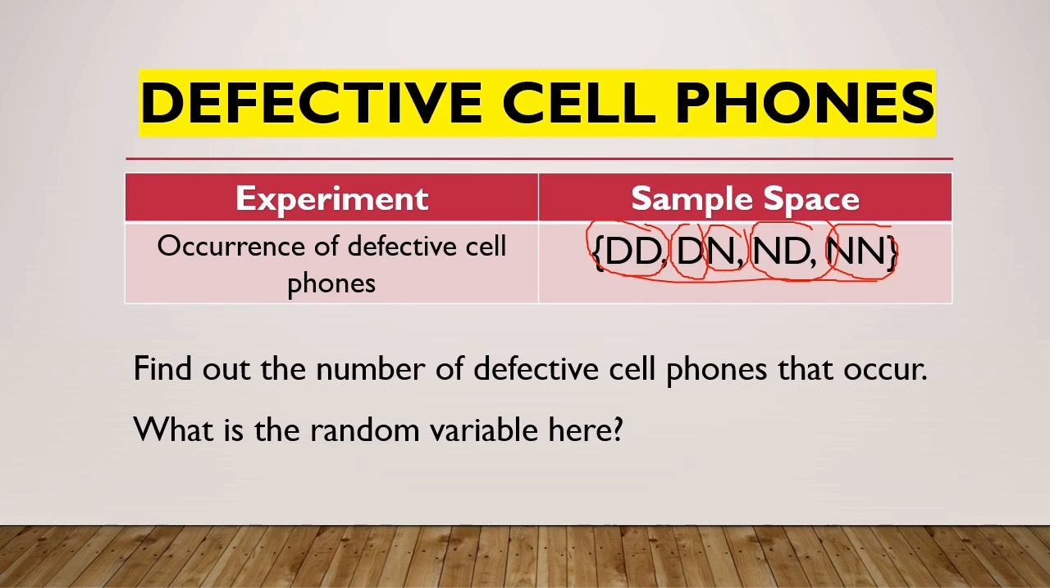Now, we have here the problem. Find out the number of defective cell phones that occur. Now, the question is, what is the random variable here? Can you answer this question? What do you think is the random variable here? It is the number of defective cell phones. So we are concerned with the number of defective cell phones. This is our random variable.